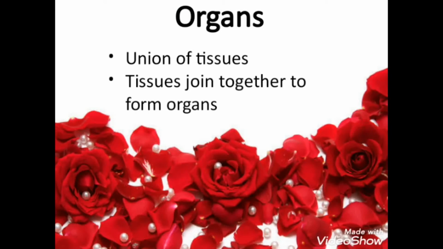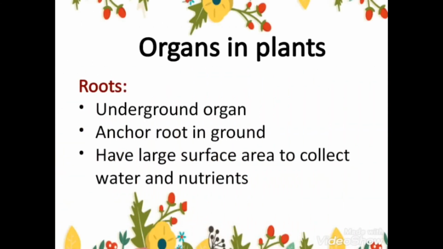Next is the organ. An organ is the union of tissues. When different tissues join together, they form organs. Plants and animals both have organs that perform various functions. Now these are the organs in plants. Organs found in plants are root, stem, leaves and flower. Root is the underground part of the plant that anchors it in the ground.